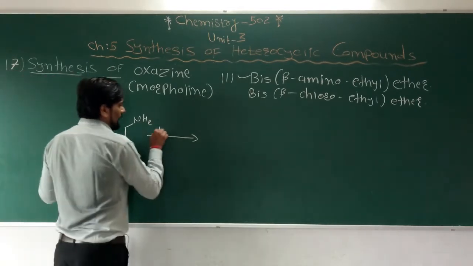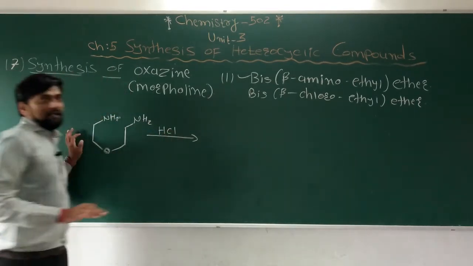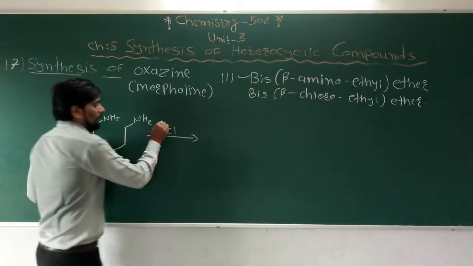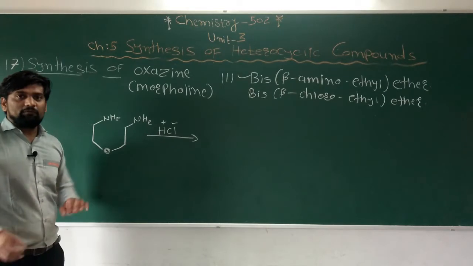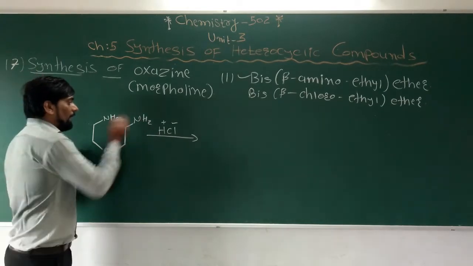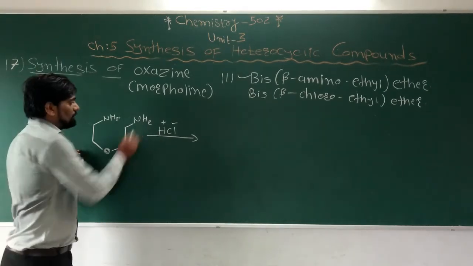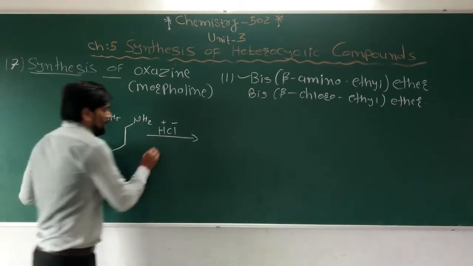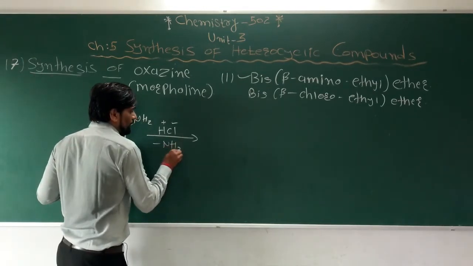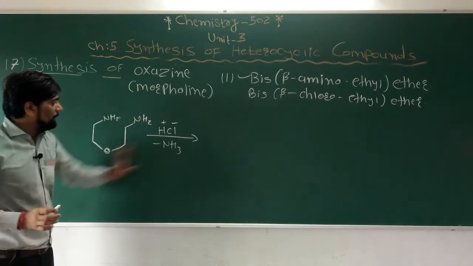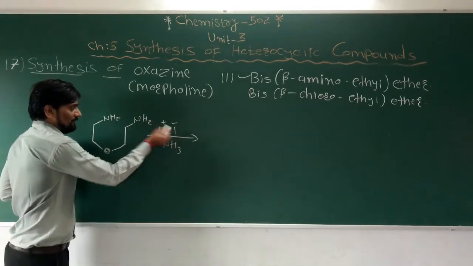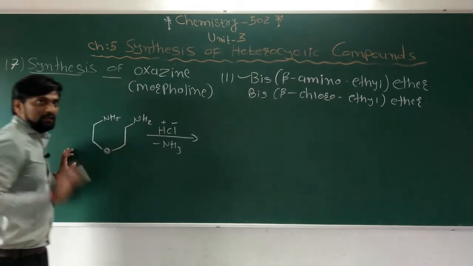Whenever it reacts in the presence of HCl, what happens? Here H plus and Cl minus. This HCl will donate the proton toward the ammonia. Here NH2 is present, so the ammonia will be removed because of the H plus. NH3 will be removed, and this Cl will be substituted onto this position.